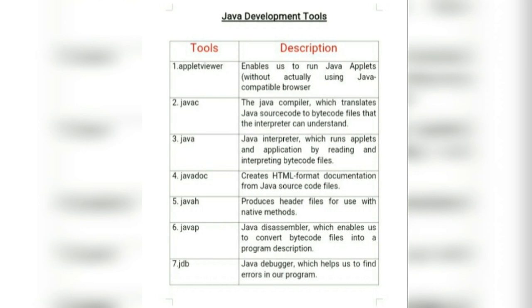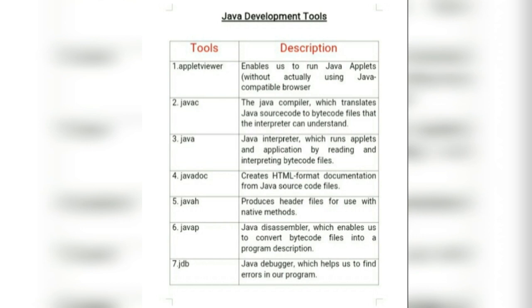The first tool is appletviewer, which enables us to run a Java applet without actually using a Java-compatible browser. Now what exactly is an applet? An applet is a Java program that runs on a web page. A Java application is a program that runs from the command prompt using the Java interpreter. Applets, on the other hand, run only on browsers that support Java. We can run or test an applet using a browser such as Internet Explorer. They can also be tested by using the appletviewer tool, which is included with the Java Development Kit.